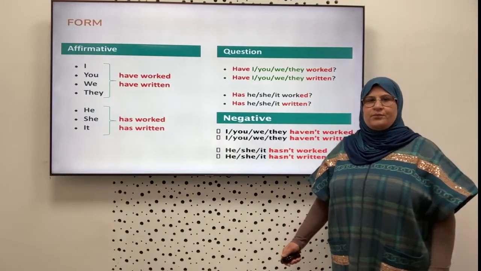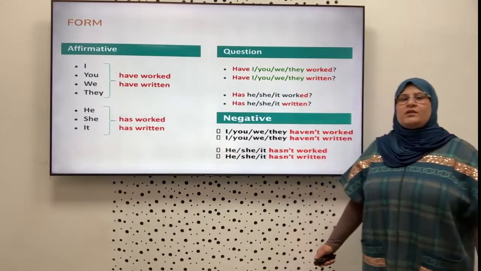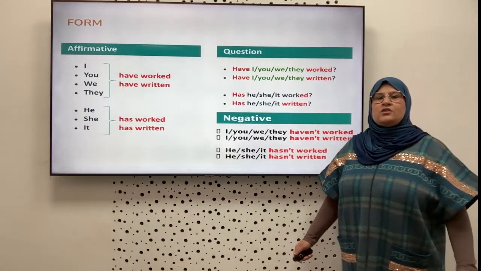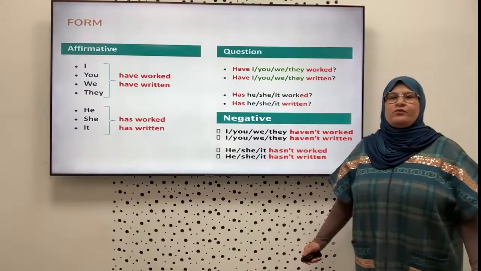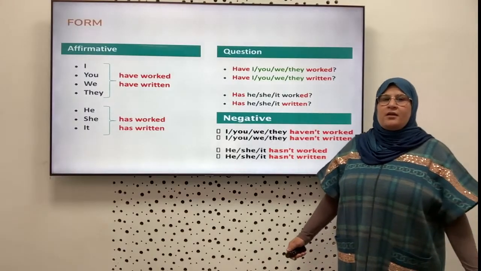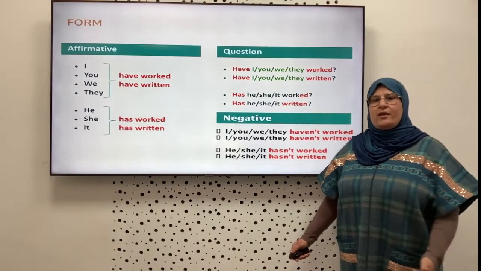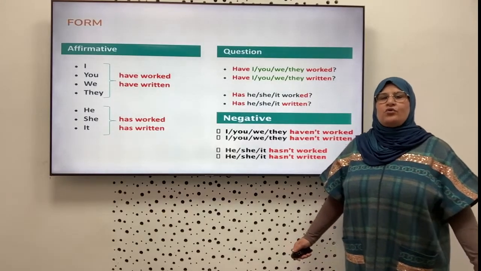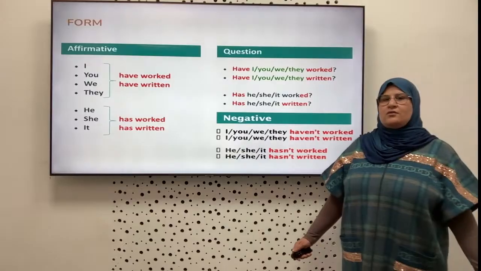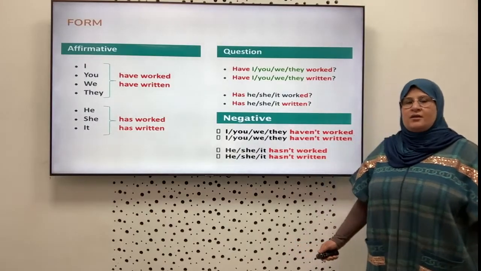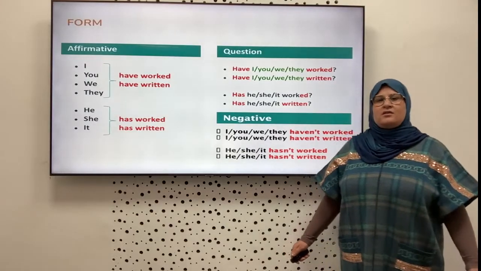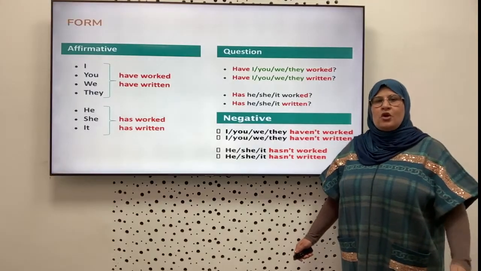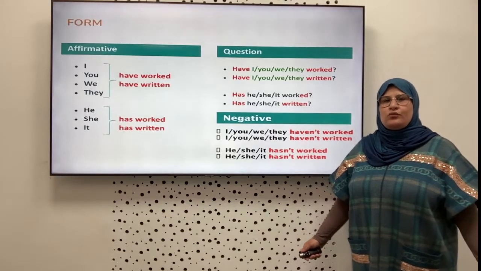Has it written? To answer, there are positive and negative answers. We can use just the short form of answers like yes I have or negative no I haven't. Yes they have or no they haven't. Yes we have or no we haven't. Yes she has or no she hasn't. Yes he has or no he hasn't. Yes it has or no it hasn't. Or we can use the full sentence.